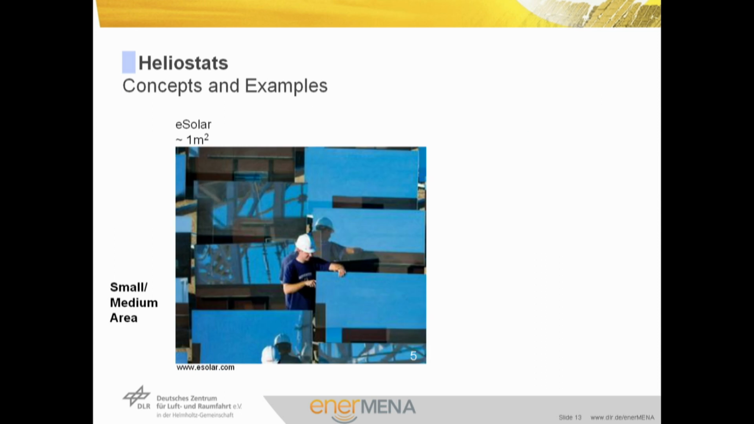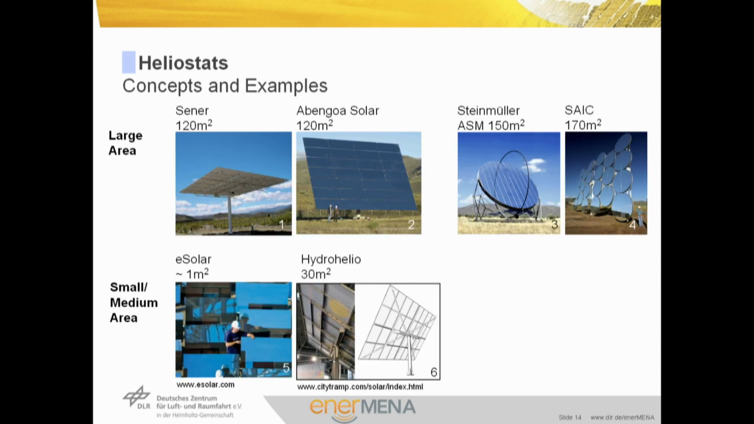For example, eSolar use facets of a surface of about 1 square meter only. You see here a worker mounting this heliostat without any crane. Or also there exist concepts like the hydrohelio heliostat on the bottom, which use, for example, hydraulic drives in order to track the heliostat.